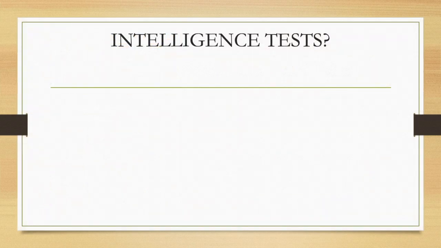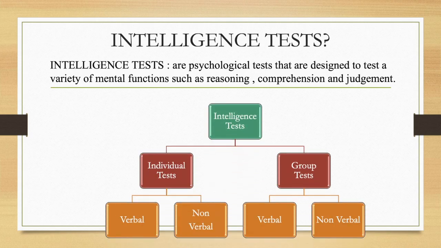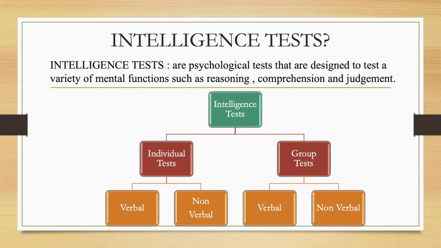First and foremost, let's get to know what we mean by an intelligence test. An intelligence test basically is a psychological test that is designed to test a variety of mental functions such as reasoning, comprehension, and judgment. There are a variety of intelligence tests available, but broadly speaking, there are two major types of intelligence tests: individual tests and group tests.